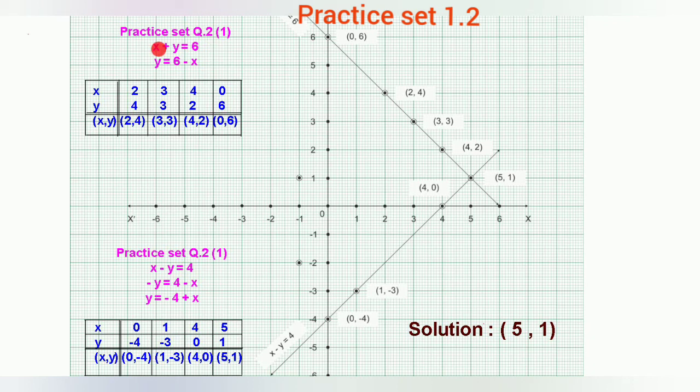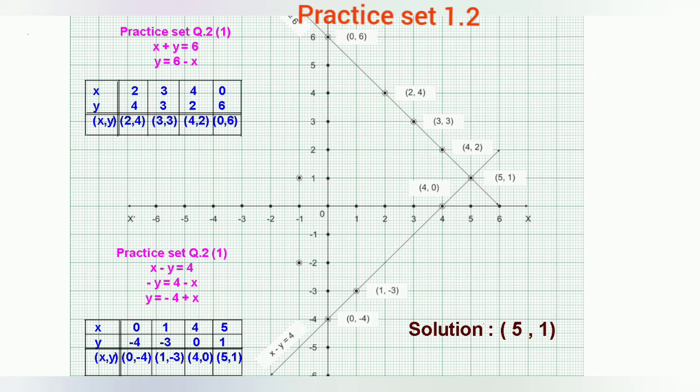Here it is x plus y equal to 6, and we are going to convert it into the form y equal to. If we put the values of x as 2, 3, 4 and 0, then we'll get y as 4, 3, 2 and 6. All these 4 points we can plot on graph paper like this: 0, 6, 2, 4, 3, 3 and 4, 2. These are the points.